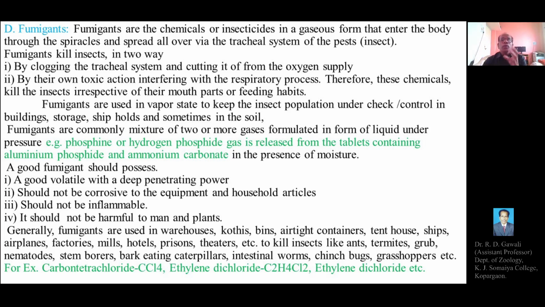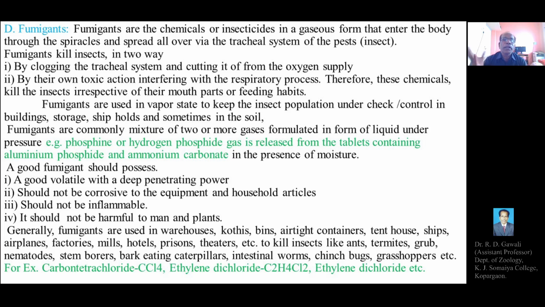toxic. The toxic effect of the fumigants is through the vapors or the gases which are evolved or produced from the particular chemicals used as fumigants. So fumigants are commonly a mixture of two or more gases formulated in the form of liquid under pressure.